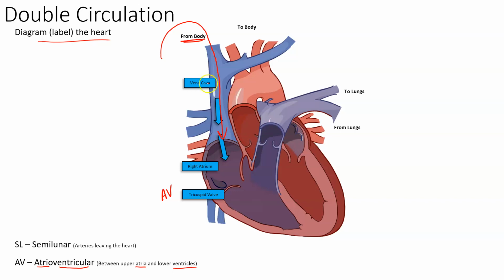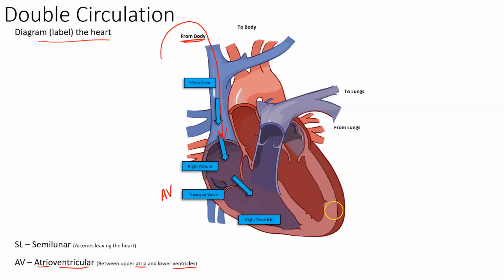So blood is going to come in through the vena cava. It's going to move down this particular vessel and dump into or fill up the right atrium. The blood is then going to go through the tricuspid valve and is going to enter the right ventricle. Once the blood is in the right ventricle, the ventricle is going to contract.